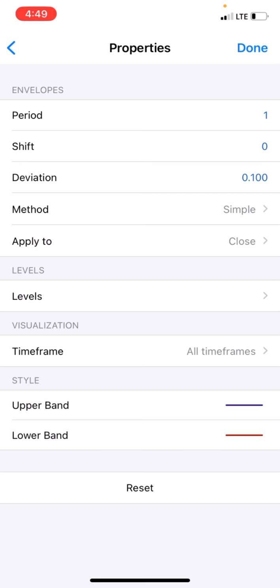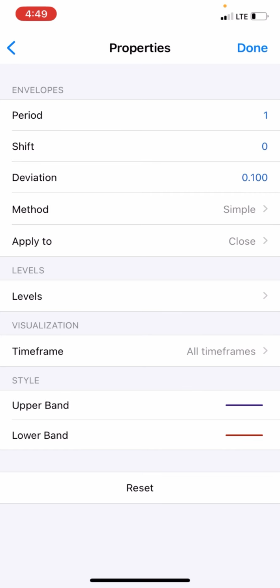So the envelopes: period of 1, shift 0, deviation is 0.1. Method is simple, apply to close. Now levels are not needed, so you don't need to add anything there. For visualization, all time frames is fine.